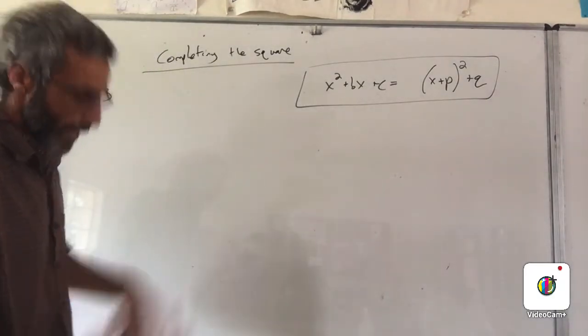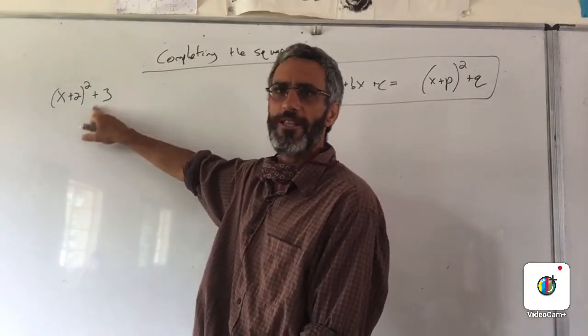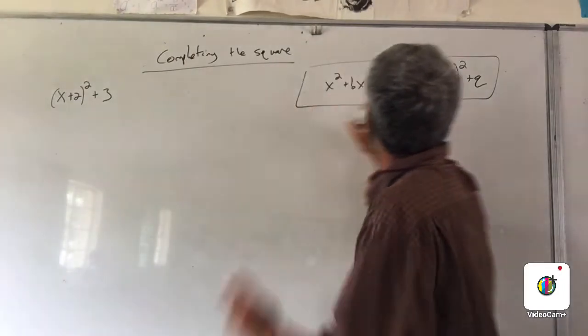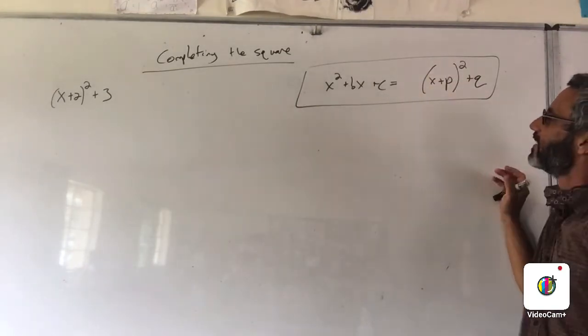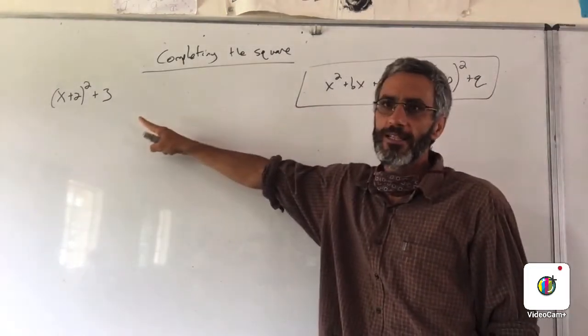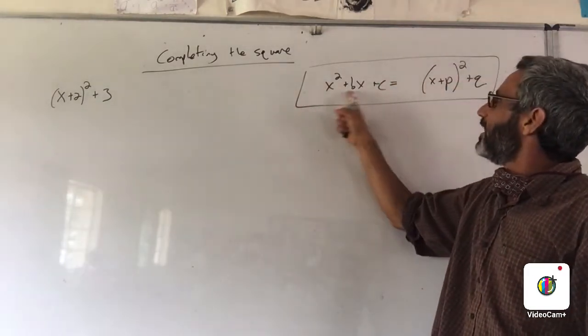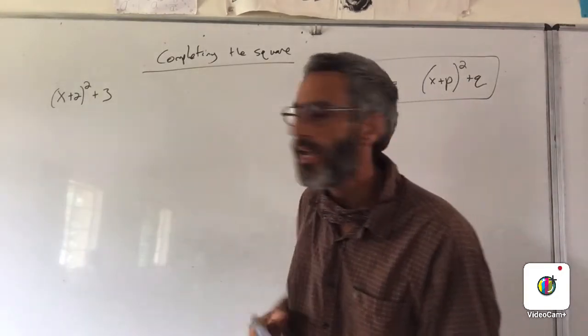So, let's start with an example. For example, look at this expression. That's a quadratic expression. It looks like this form: x plus a number, squared, plus a number. Now, I'm going to foil it, and I'll show you that it gives you something like that. Okay, let's do it. Can you see that one? Yeah, I think you can.